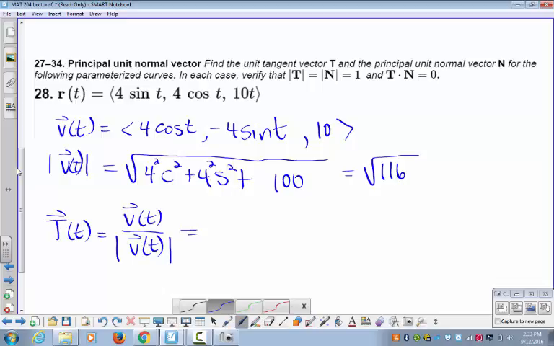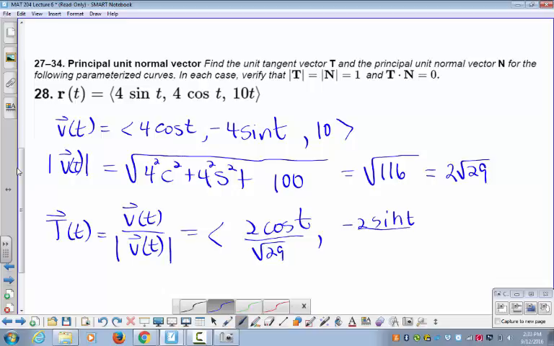That gives us, did anyone figure out, is that a perfect square? 2 root 29. Or 2 square root of 29. Okay, thank you. Yeah, it seemed like 4 was going to go into there. All right, so we'll divide that in. So we're going to get 2 cosine of t over root 29, comma, negative 2 sine of t over root 29, and then 5 over root 29. So there's our unit tangent vector.